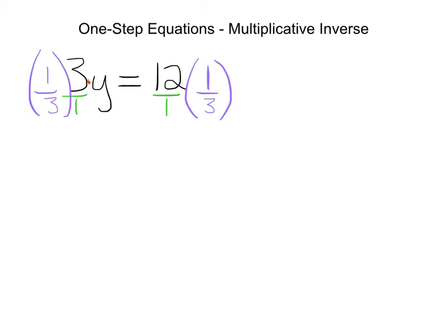Okay? So here we go. This is not as difficult as it looks. Please don't turn this off and freak out. Here we go. Multiplying fractions. Remember, when you multiply fractions, you just multiply straight across. So 1 times 3 is 3. 3 times 1 is also 3. We haven't done anything to the y yet, so we leave the y where it is. And then on the right side of the equation, we have 12 times 1, which is 12.